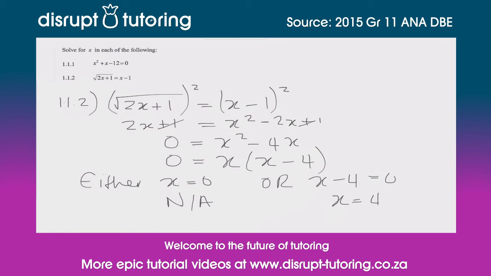Now let's check if x equals 4 is applicable. So if we put 4 back in here, it's going to be 2 times 4 gives us 8, plus 1 gives us 9, and then the square root of 9 gives us 3. On the right-hand side, if we put the 4 into the x, it's 4 minus 1, which gives us 3. And that means that x equals 4 is definitely a solution, because the left-hand side equals the right-hand side when we plug it back into our original equation.